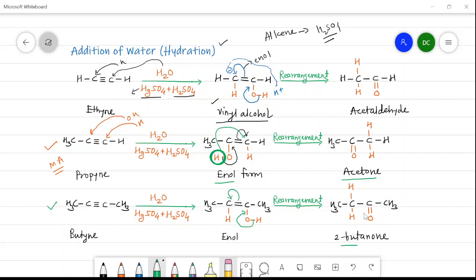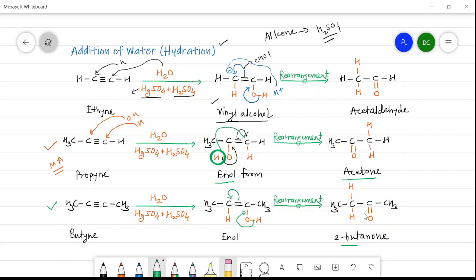So in the case of addition of water, only one molecule of water is added across the alkyne, and we get an enol form in the first step, which is rearranged via keto-enol tautomerism to the corresponding carbonyl compound. It may be an aldehyde or a ketone, which depends upon the structure of the alkyne taken in the addition of water. So these are the electrophilic addition reactions of alkyne.